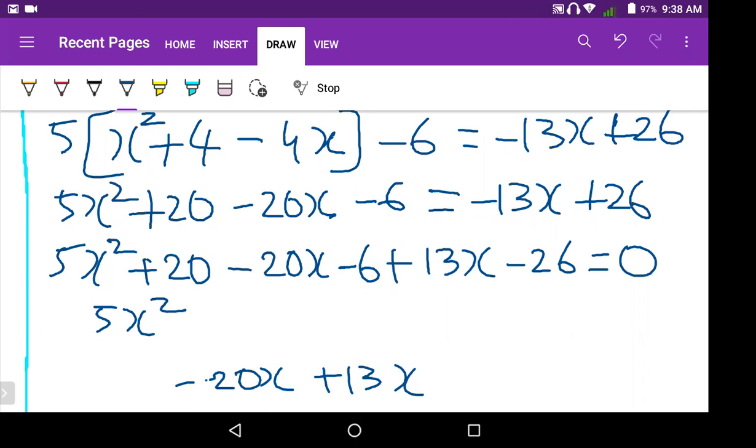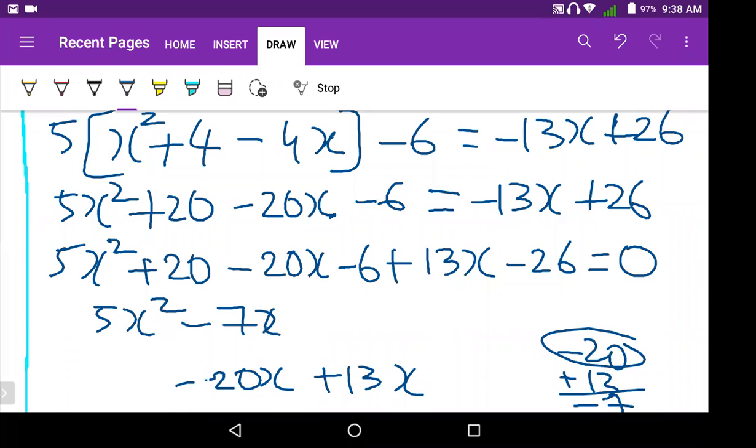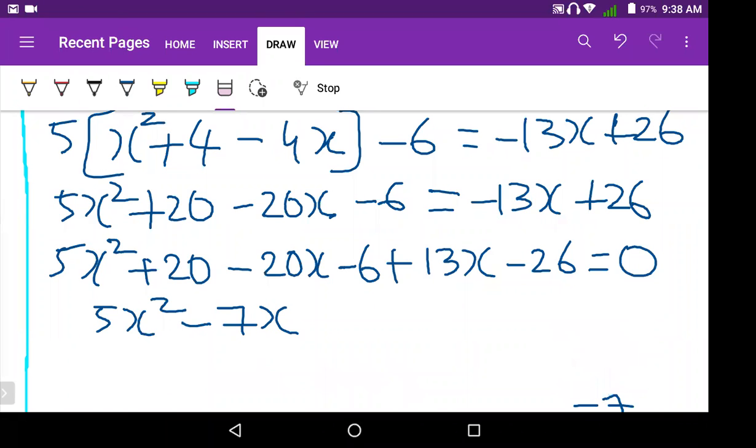Okay, what will be the answer? Minus 20 plus 13. You'll have to subtract both the numbers. So you'll get 7, but which bigger number has minus value? So minus 7x. Okay, minus 7x. Then what is the constant that you have? The constants that are left out are 20 minus 6 minus 26. Okay, these are the constants that you have.